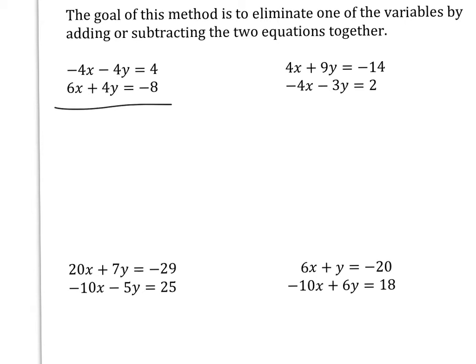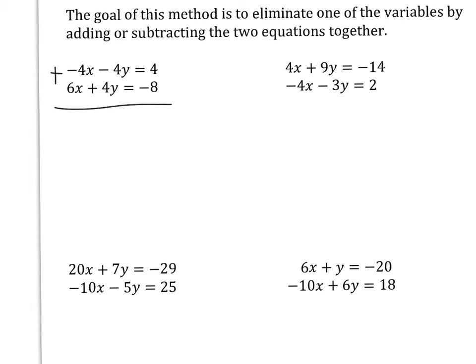or subtracting. The negative 4x and the 6x, you would need to multiply them so that they turn into the same, so that they have the same coefficient with the x variable, but that would require a little bit more work, and this would be easier if we eliminate the y's. So if I have negative 4y and a positive 4y, to eliminate those y's, I'd want to add the two equations together. So I add across.